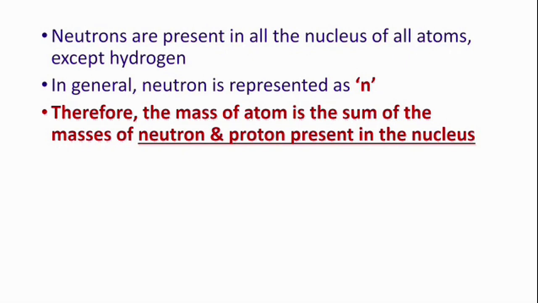Therefore, the mass of an atom is the sum of the masses of the neutrons and protons present in the nucleus. So the nucleus contains neutrons and protons, which together form the mass of an atom. So when you say atomic mass, it is the sum of the mass of neutrons and protons. Atomic mass is proton plus neutron. Atomic number is only the protons. Atomic mass is neutron plus proton.